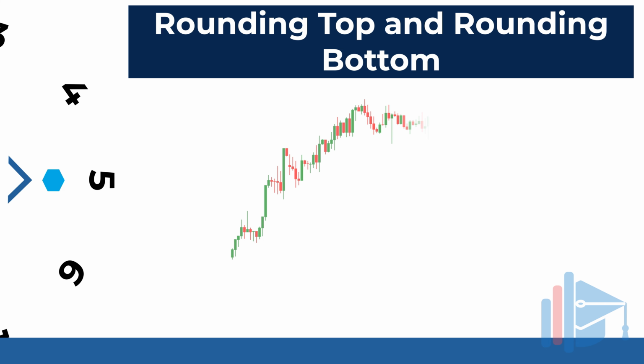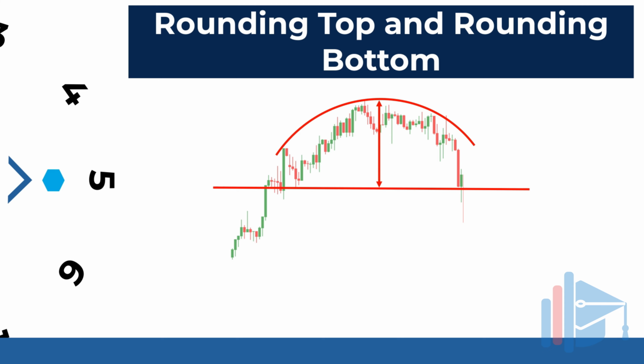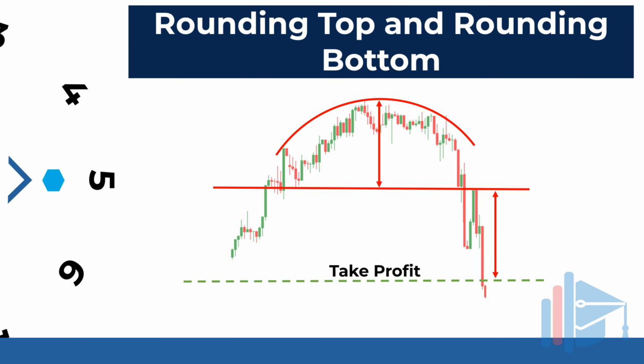A rounding top is a bearish reversal pattern signaling a gradual shift in sentiment from bullish to bearish. It forms a dome-like shape where rising prices plateau and begin to fall gradually. When trading a rounding top, measure the distance between the highest point and the support level, then project this distance downward from the breakout point to determine the target. A stop loss should be placed above the latest swing high.